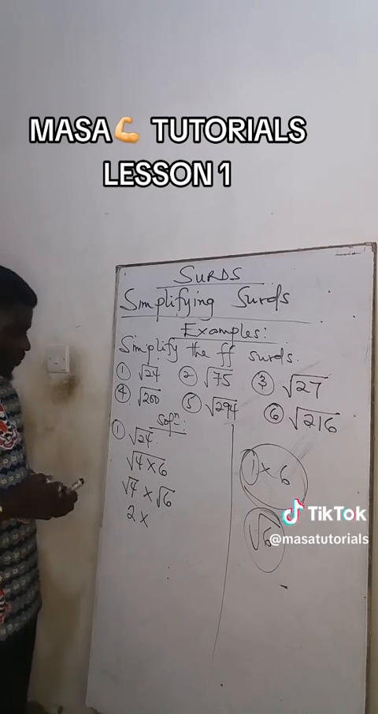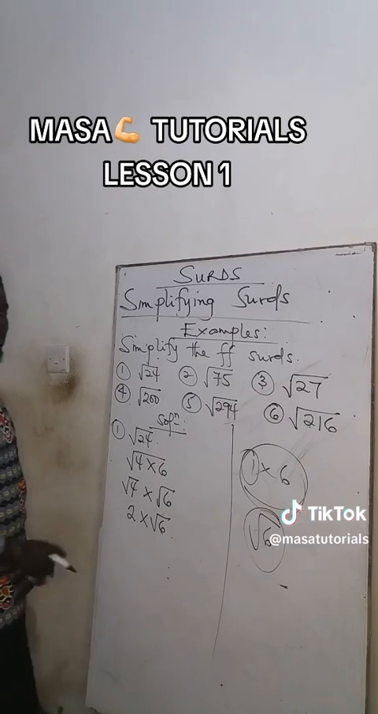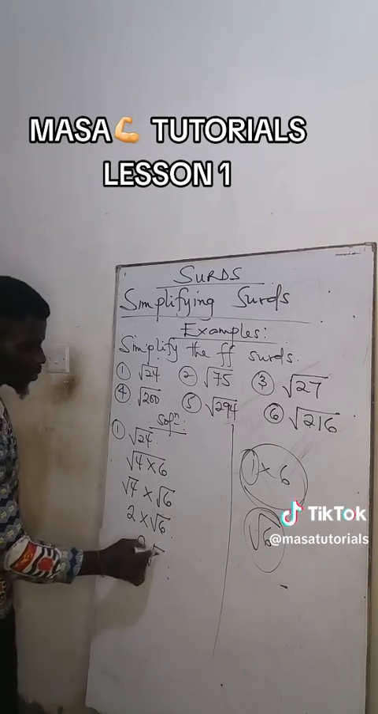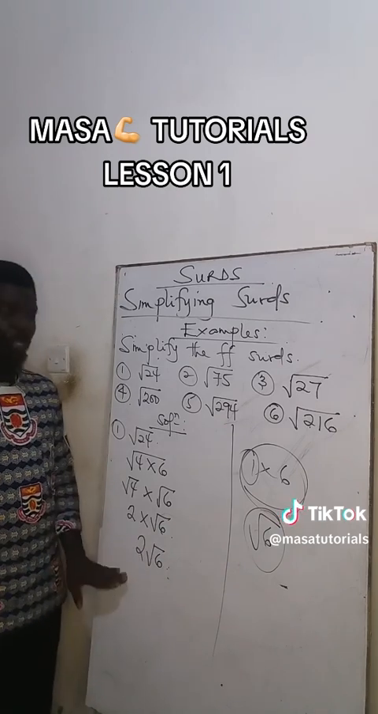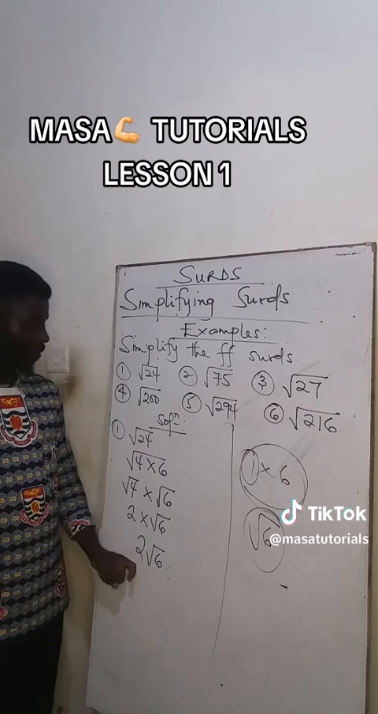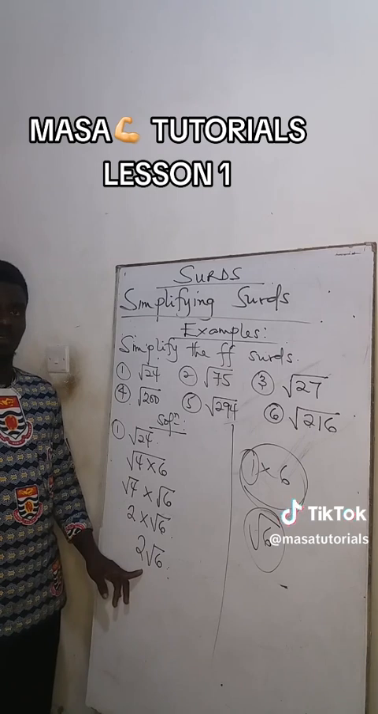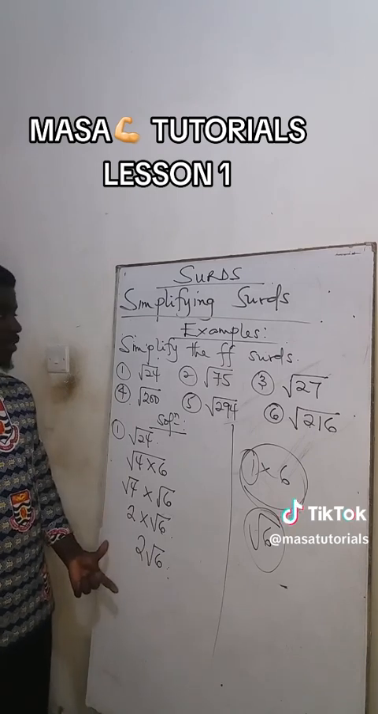So we repeat. Because we can't reduce it, we write square root of 6. Now, 2 times square root of 6 is just 2 square root of 6. So when you reduce square root of 24, you have 2 square root of 6. Very, very simple. So that's how we can reduce the surd.